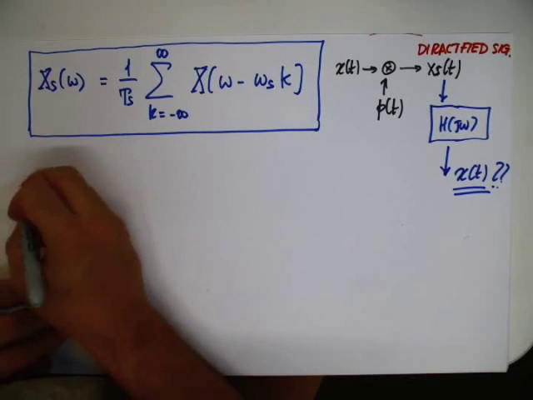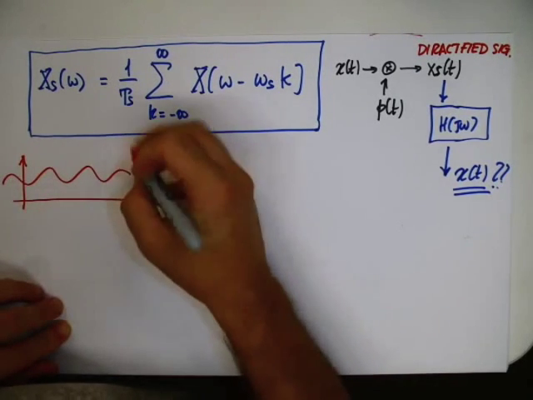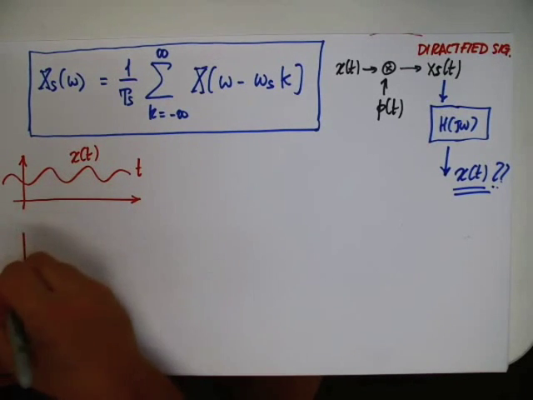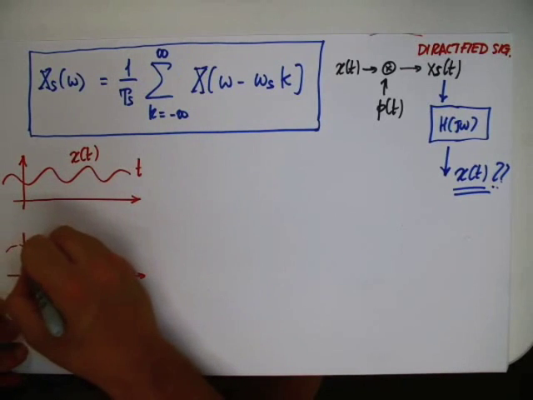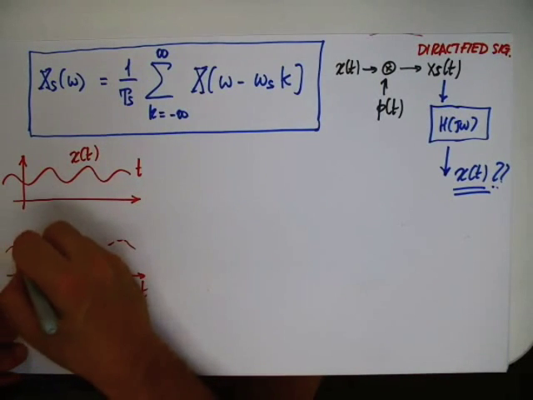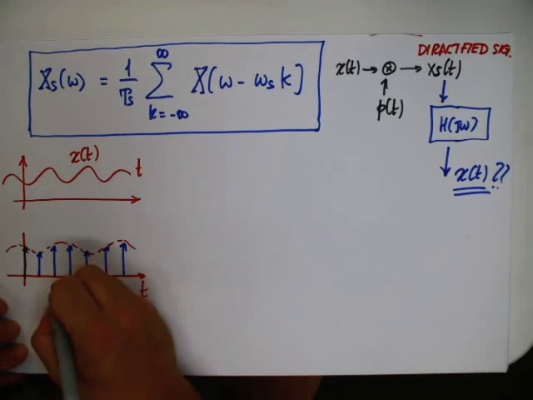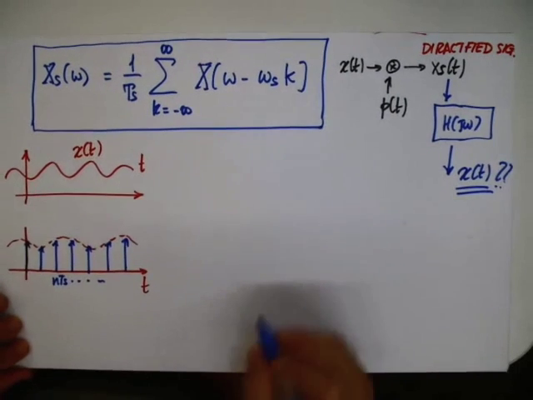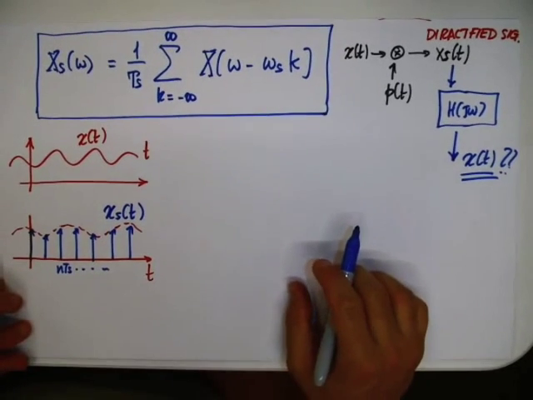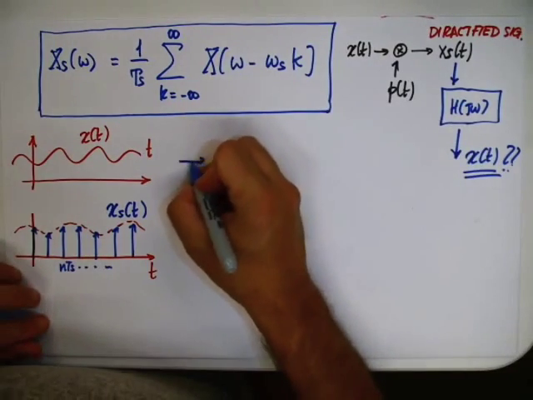Let me do it again. Here I have in the time domain, this is t, we have the original signal x of t, and then we did the Diractification, so this is nTs and so on. So this is xs of t, the Diractified signal, and the corresponding Fourier transform is the following.